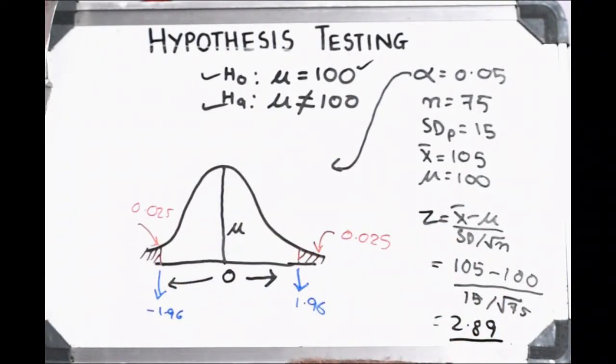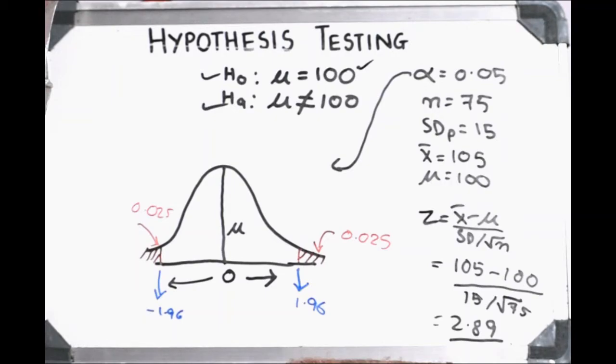So we have set up the null and the alternative hypothesis. We have plotted the level of significance on the normal distribution curve. We have found out which test we are going to use. We have found the critical values and we have also found the Z value, or the test statistic value. Now the final step is to draw the conclusion.